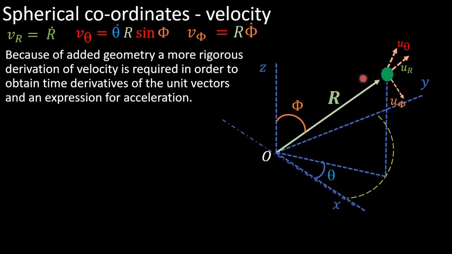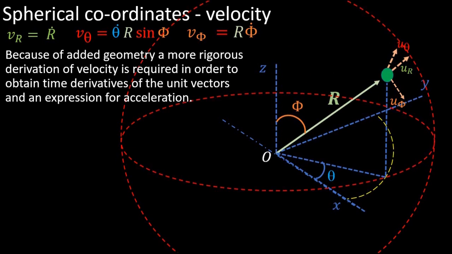If we imagine this particle moving in the u sub phi, u sub r, and u sub theta direction, and we trace out its path, we'd end up with a spherical shape. This trace here would be in the u sub theta direction, and this trace here would be in the u sub phi direction. The radius of the sphere will change with movement in the u sub r direction. So this is why it's called spherical coordinates.